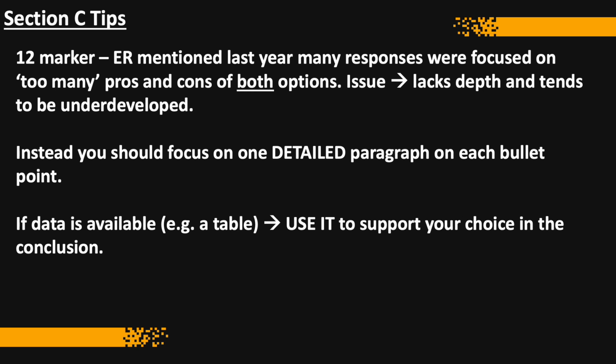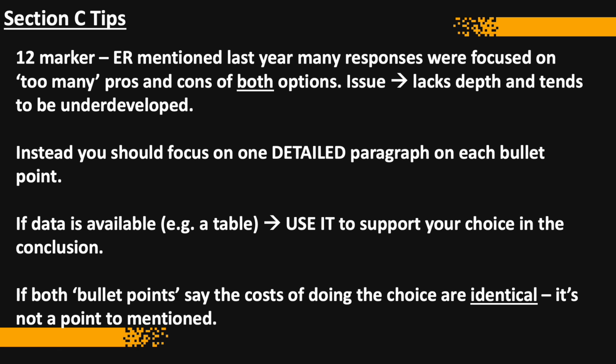If there's data available, there's likely to be a table or a bar chart, or it's mentioned in the numbers in the context, well, use that data. Use it to support your choice. That would be the AJ, the justification, and justification through numbers being a quantitative method would be fantastic.